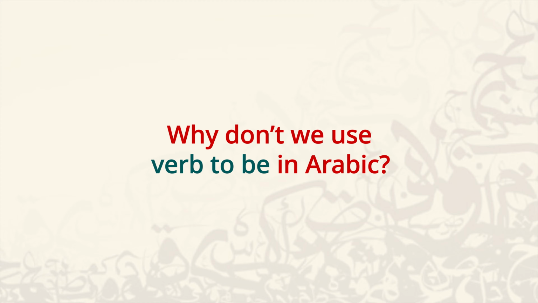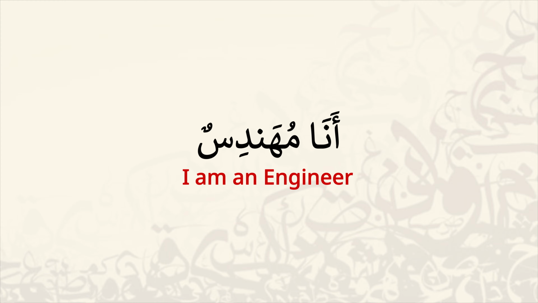Why don't we use verb to be in Arabic? When I say أنا مهندس, I am an engineer, we don't say verb to be here. أنا means I and مهندس means an engineer. So this sentence literally means I, an engineer. Don't we have an equivalent to verb to be in Arabic?